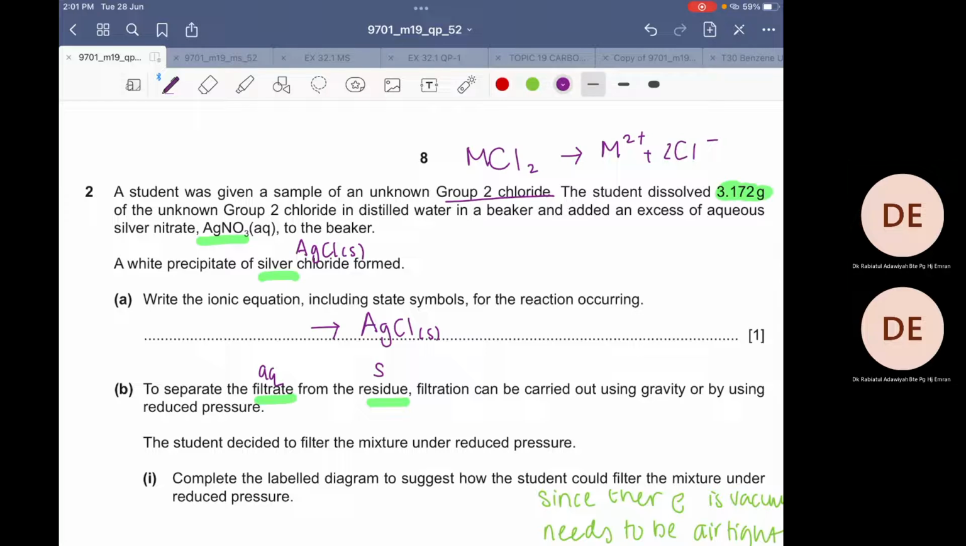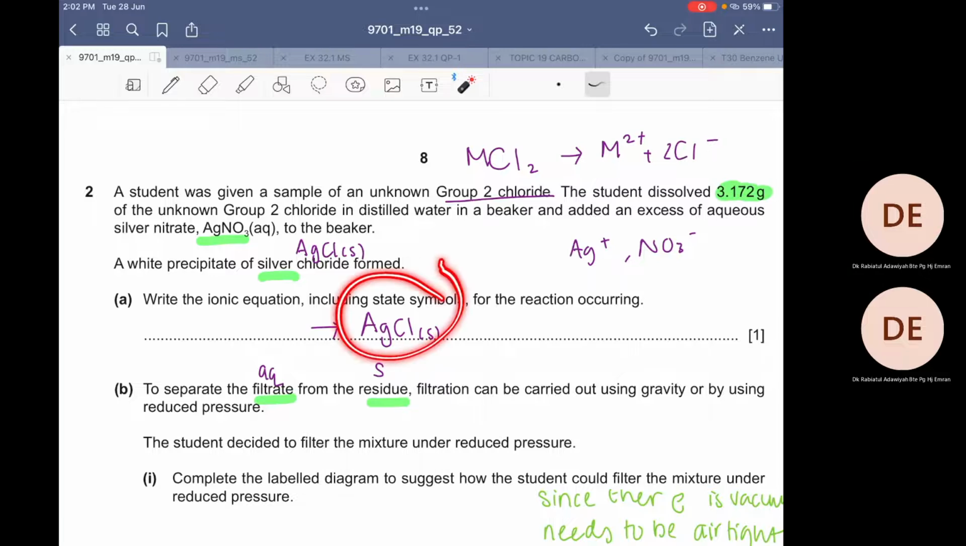So it will break down into Ag plus and NO3 minus in aqueous solution, okay? Then the oppositely charged ions will form a salt or a compound. So you would expect silver to combine with chloride, and then this metal 2 plus to combine with the nitrate. And it turns out that silver chloride appears as white precipitate. So write down the ionic equation. The answer is already there.